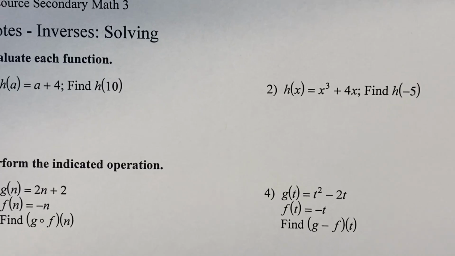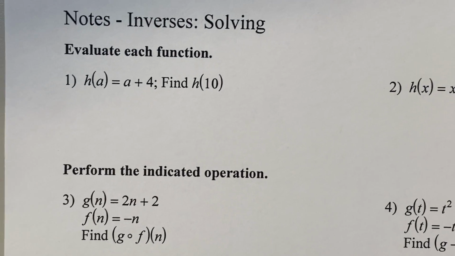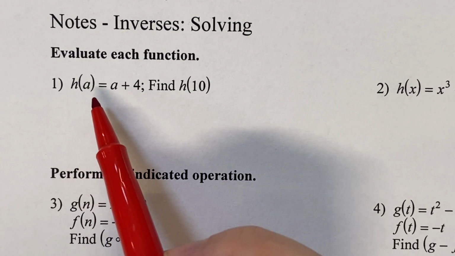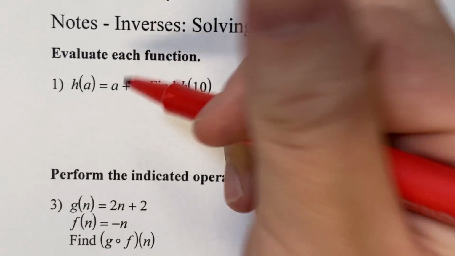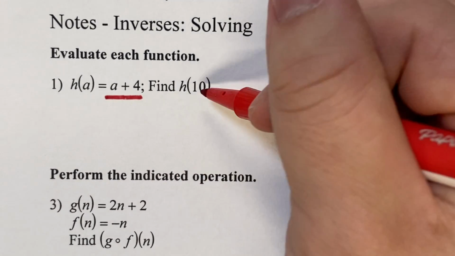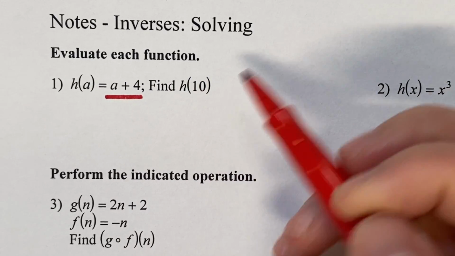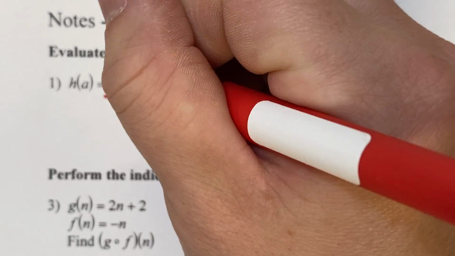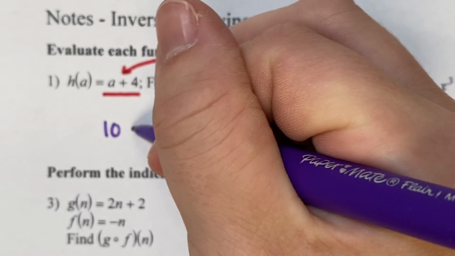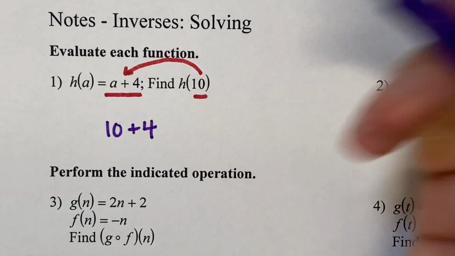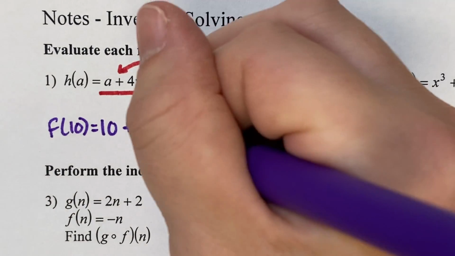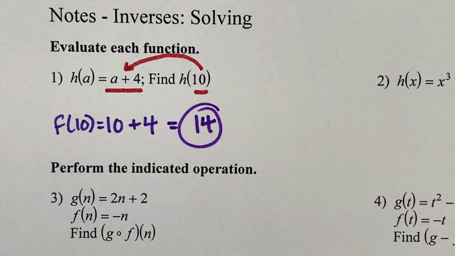So in number 1, let me zoom in. Again, it's giving us a function. Doesn't matter the variables here, just h of a equals this expression right here, a plus 4. And then it's asking us to find h of 10. So notice instead of an a inside the parentheses, it's now a 10, which means we take that 10, plug it into the a spot, and now it becomes 10 plus 4. So h of 10 becomes 10 plus 4, which equals 14.